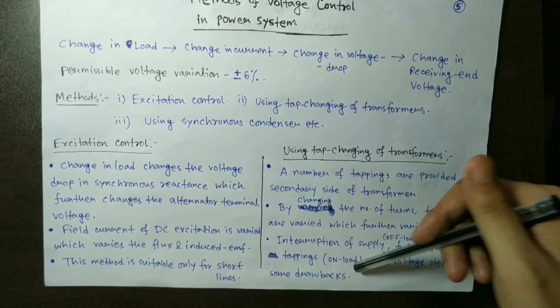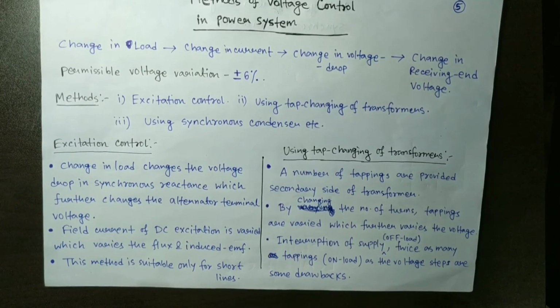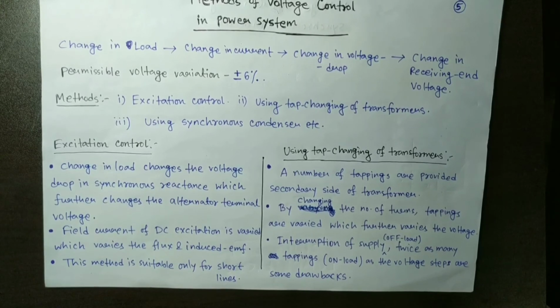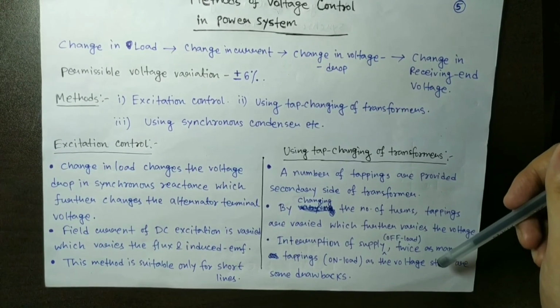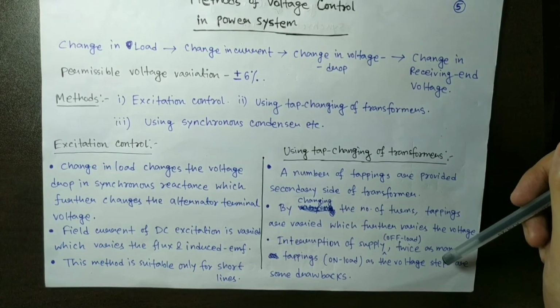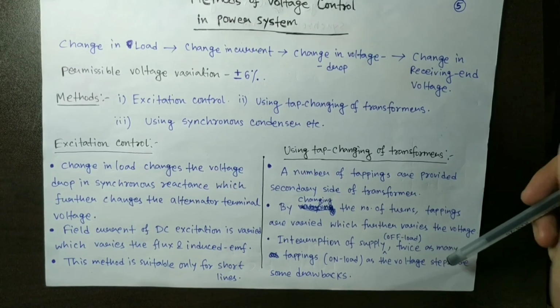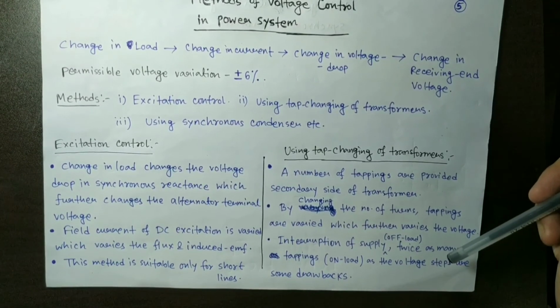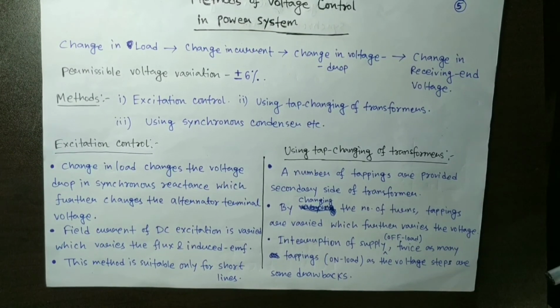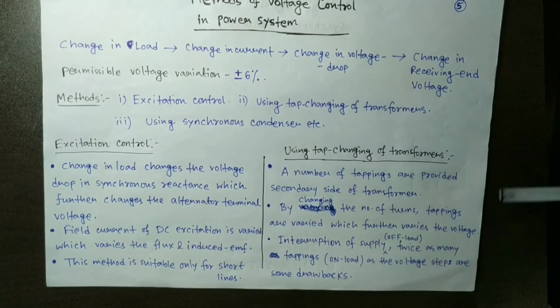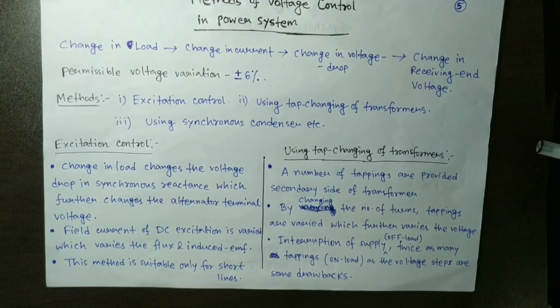Similarly, in case of the on-load tap changing transformer, although there is no interruption in supply, still the control becomes very complex, because if you go into detail, you will see that in on-load tap changing the tappings are very large. The number of tappings is twice compared to the voltage steps. Okay, so due to the large number of tappings, the control becomes very difficult. So these are some of the drawbacks of tap changing transformers.